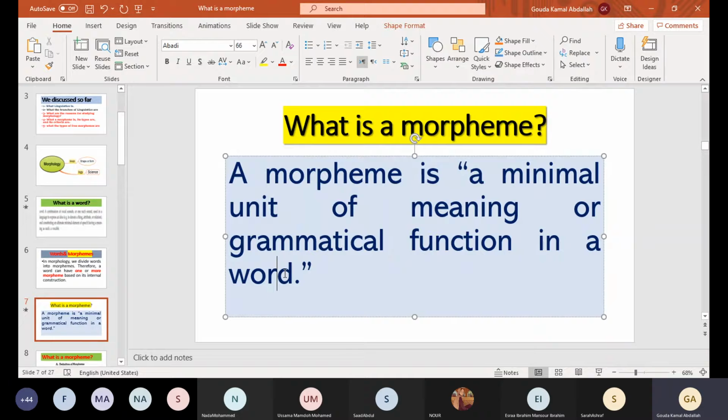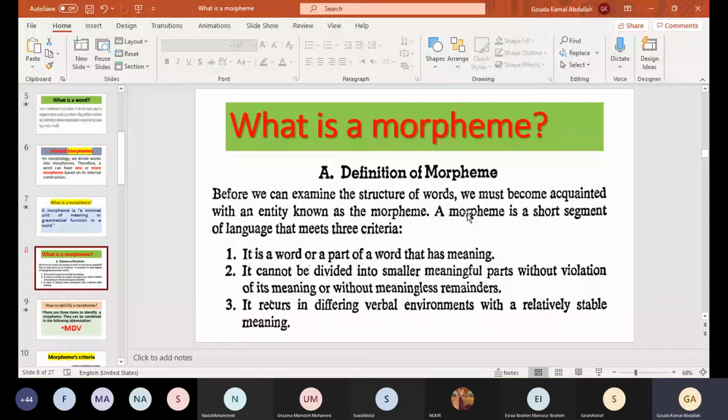So a morpheme is a minimal unit of meaning or a grammatical function. It could refer to plural, it could refer to past tense, for example the ed or ing, present progressive, past progressive, or future progressive. So it is a minimal unit of meaning or a grammatical function in a word. In our handouts, we have this definition: a morpheme is a short segment of language.